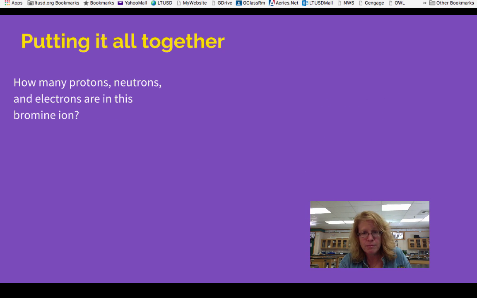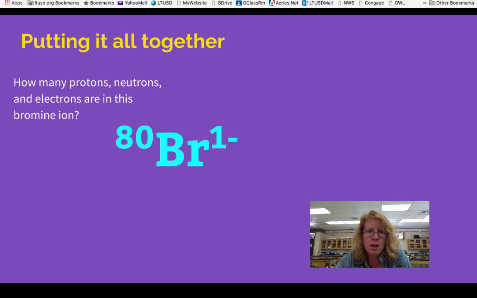How'd you do? Well, there's another example, so let's give this one a try. This is pulling it all together. If you can do this, you can do any of them, and then we'll do one last example where we go the other direction. So protons, neutrons, and electrons are going to be in this bromine ion, also known as bromide. So here it comes. Again, hit pause and see if you can figure out the numbers of protons, neutrons, and electrons in bromide, or the bromine ion.